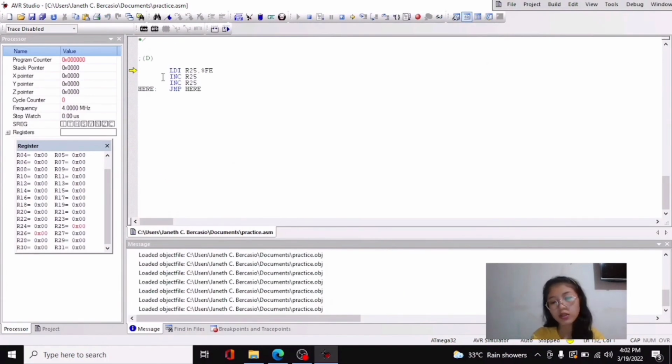Let us load this number on R25. FE is loaded on R25. So we have the increase instruction. So we have to increase FE. C is not activated. And then on the last one, C is also not activated. The reason why it happened.